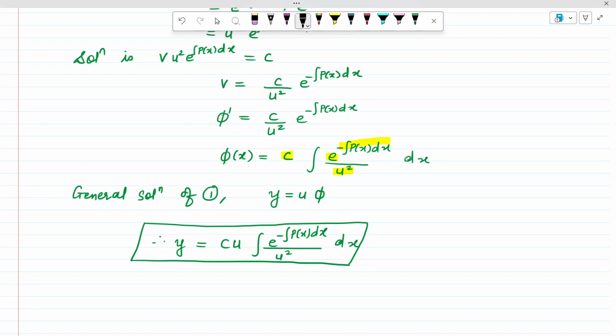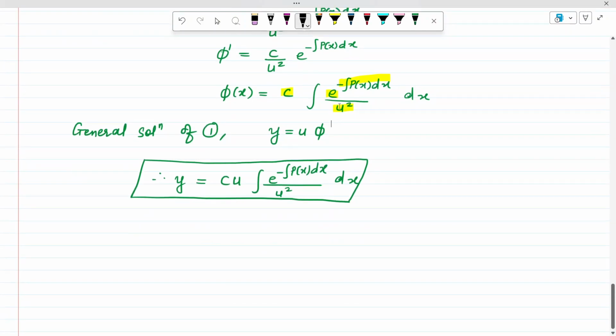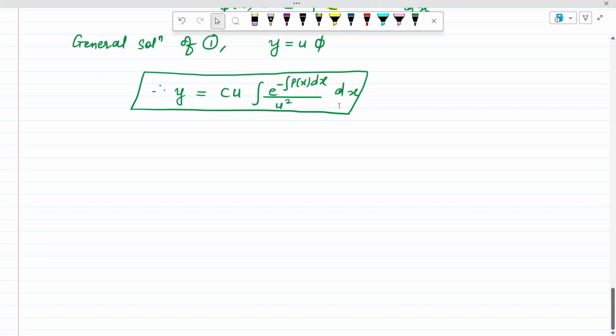And if time permits, we'll go for the nth order reduction. Reduction of order for the nth order. So let's look at some examples or sums.